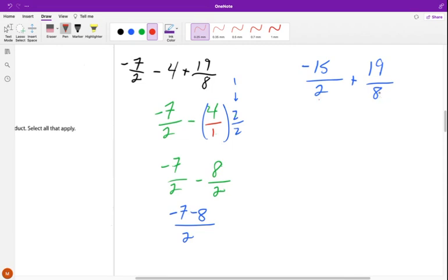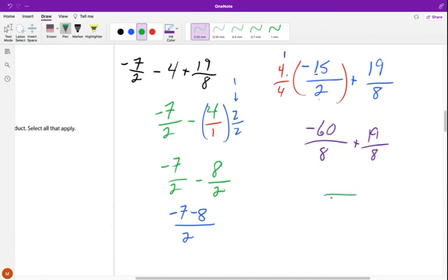Once again, our denominators are 2 and 8, so I can turn this 2 into an 8 by multiplying by 4. So I multiply by 4 over 4 because that's 1, so we're not changing the value. So now it becomes negative 60, which is 4 times negative 15, over 8 plus 19 over 8. Once we have the common denominators, we know we can add or subtract our numerators. So this becomes 60 minus 19 because the signs are different, so we have to subtract.